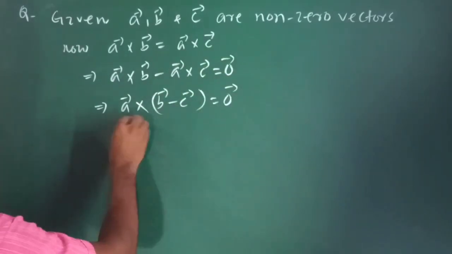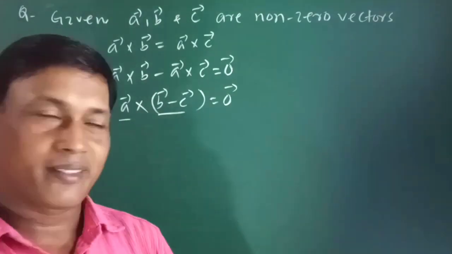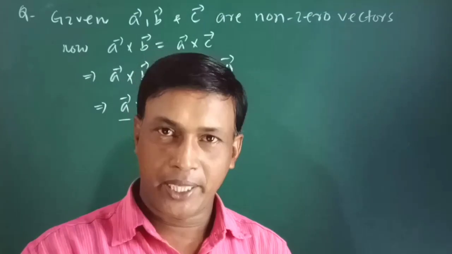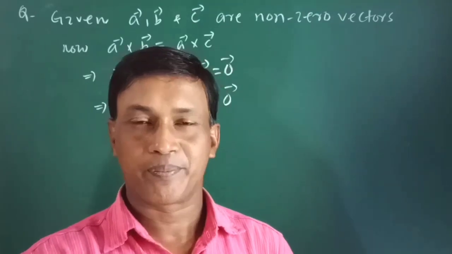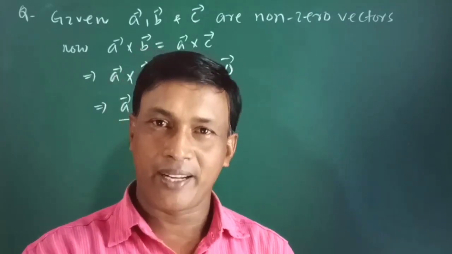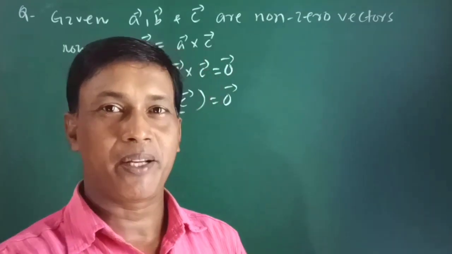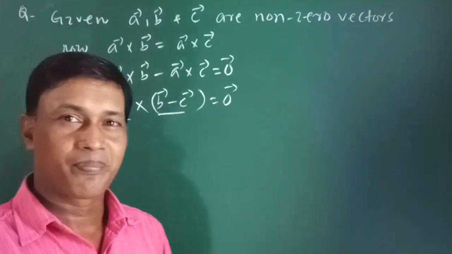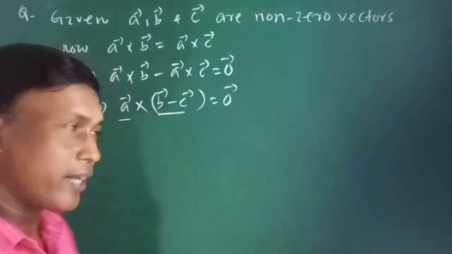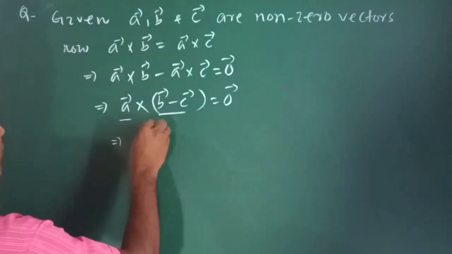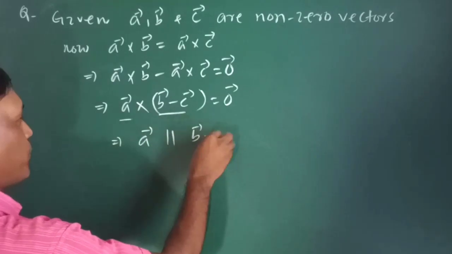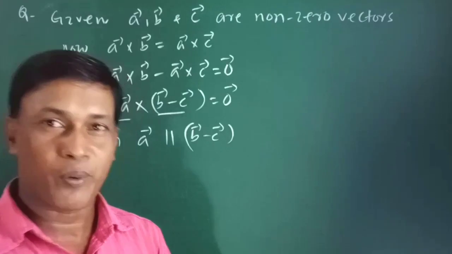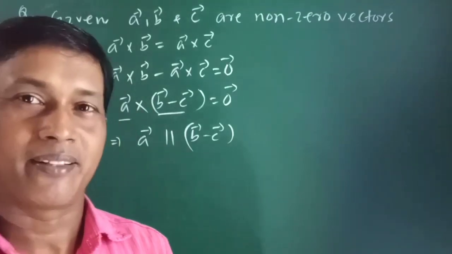If two vectors are perpendicular, then the dot product is 0. If two vectors are parallel, then the cross product is the 0 vector. Here the cross product of these two vectors is the 0 vector. That means the two vectors are parallel, which implies A vector is parallel to B minus C vector. So this is the relation among A, B and C vectors.